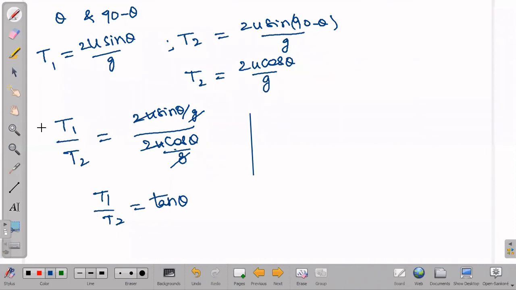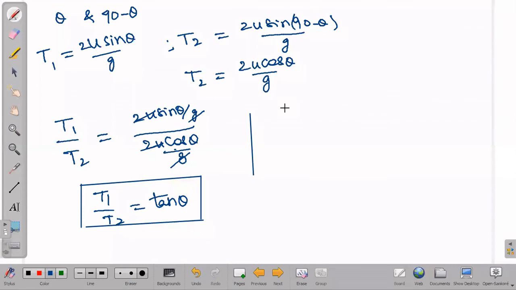So this is for complementary angles. When we are considering them, the ratio of time of flights will be equal to tan of the angle, right? So this is important in case of problematic pattern. Now if we multiply these complementary angles' time of flights, what do we get? We will check that also once.